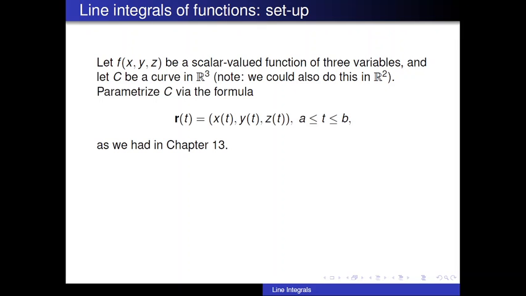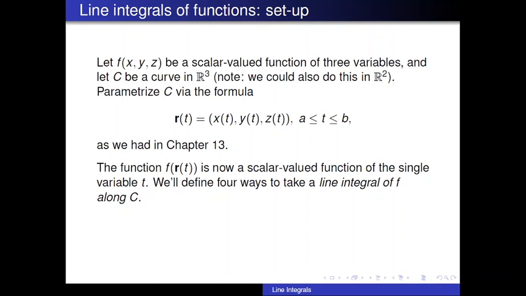So we'll parameterize our curve by this formula r of t, which is x of t in the first component, y of t in the second component, and z of t in the third. And let's say that it's some finite length curve, so that t just goes from a to b, and so it's cut off. So now we can evaluate our function, little f, along this curve. And if we evaluate f along r of t, then this gives us a scalar valued function of just one variable t. Okay, so this is like a one variable function from, say, calculus 1.